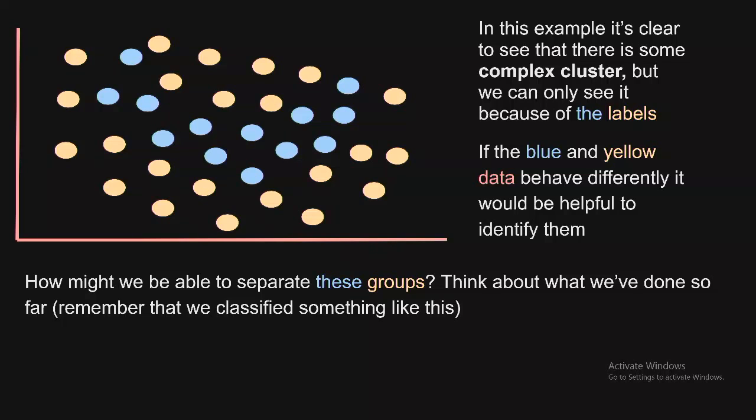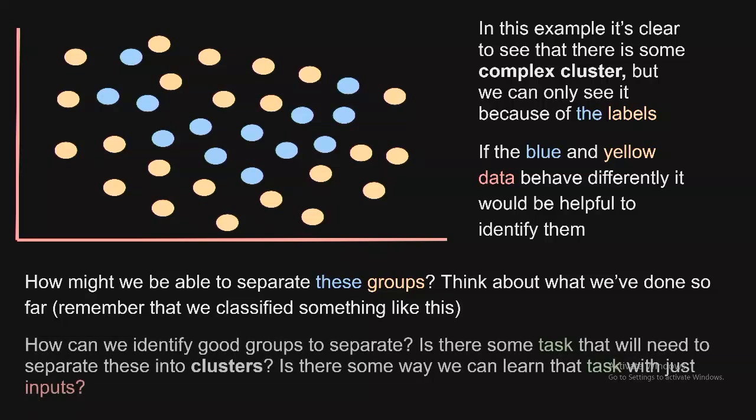In this case, I'm saying this is all of our data. This is all we got. In this case, it's very hard to tell. So in particular, I want you to think, is there some task that by performing the task, we would end up with separate clusters, and that task only depends on the input. We don't need any labels, just the input.